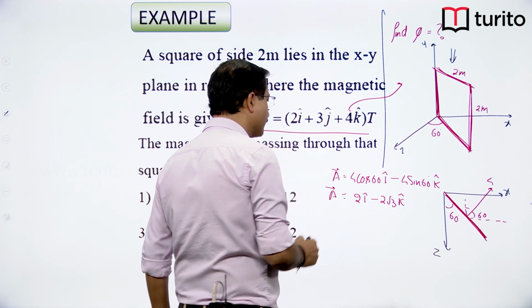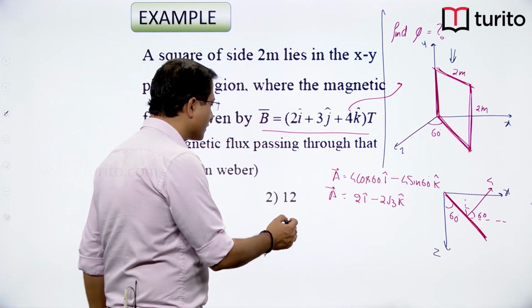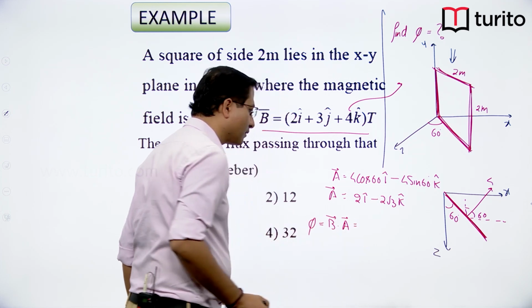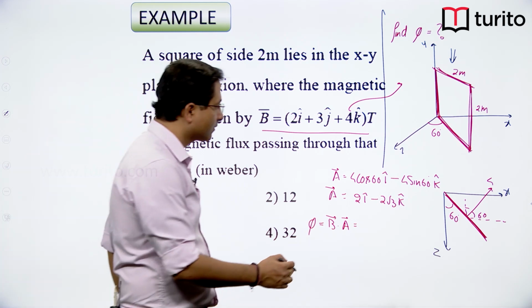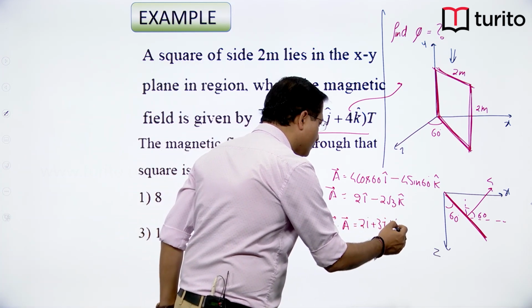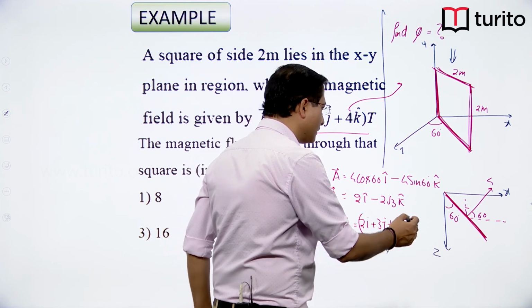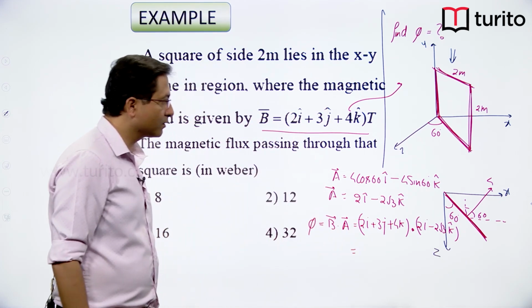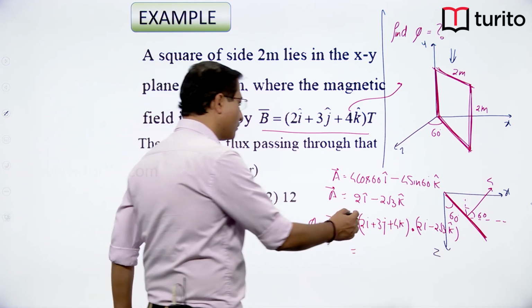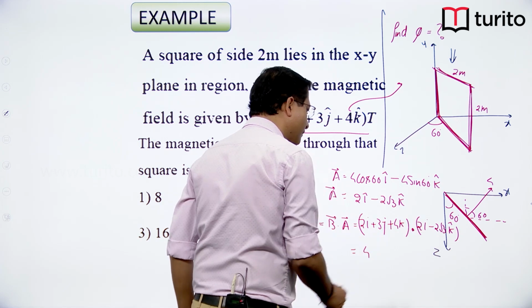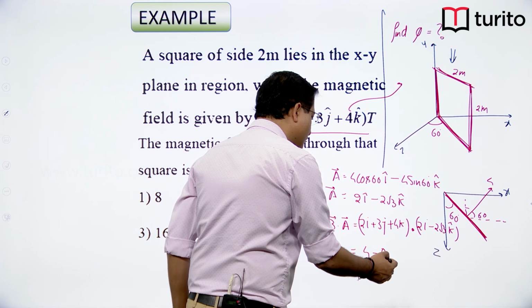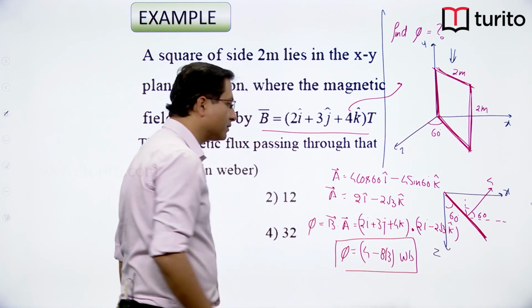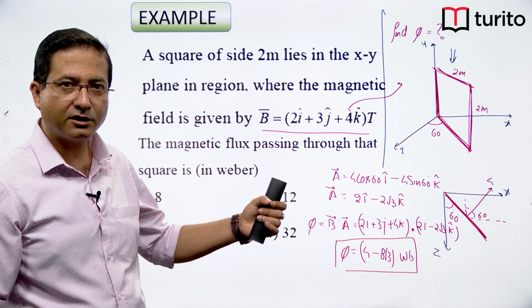This is area vector. Now, once we have area vector, we can find out flux. Phi is equal to B vector dot A vector. So, B is given 2i plus 3j plus 4k, and area is given 2i minus 2 root 3 k cap. Let's do the dot product. So, j is not present, right? So i dot i will give you 4, and k dot k here 4, and this one minus 8 root 3, okay, Weber is the flux.